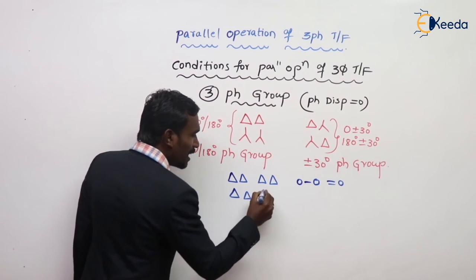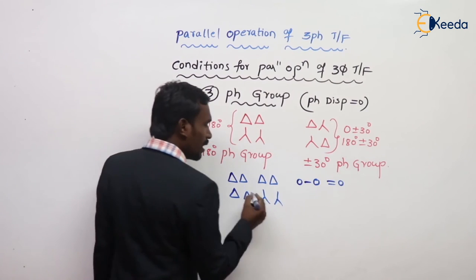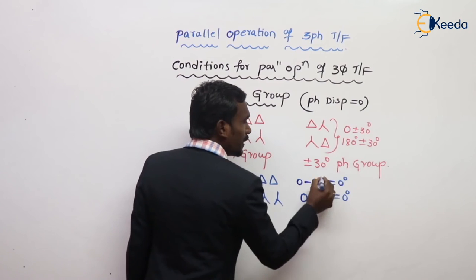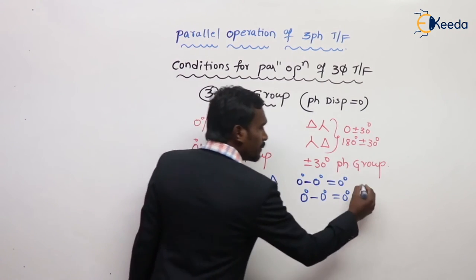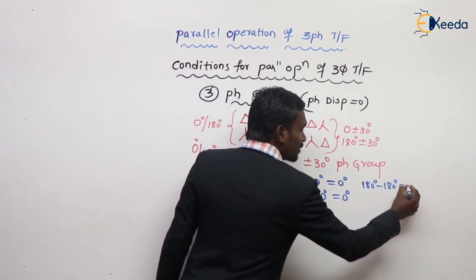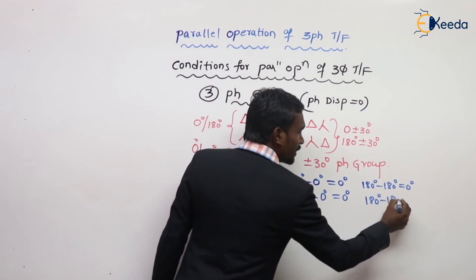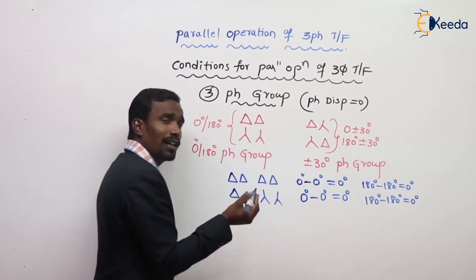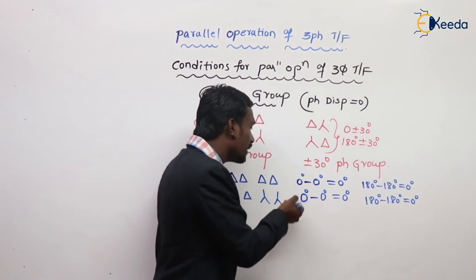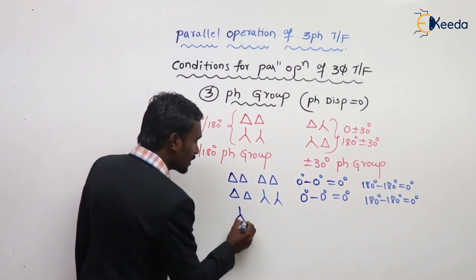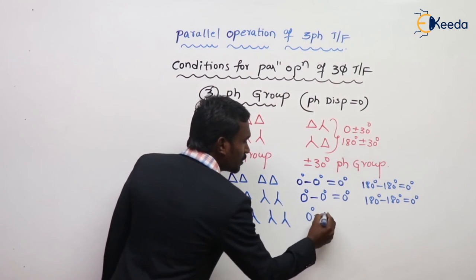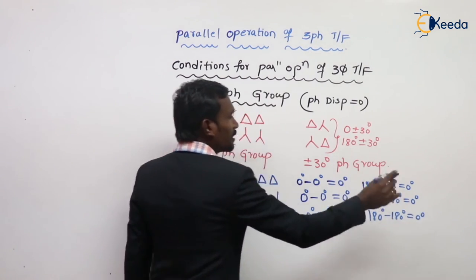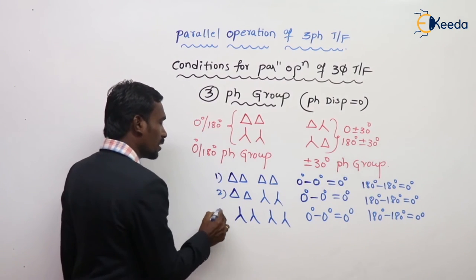And delta delta with star star, this is also possible, because in delta delta 0 degrees only, in star star 0 degrees only, then the phase displacement is 0 degrees. Of course, it may be 180 degrees minus 180 degrees, then again it is 0 degrees. This is possible. And star star with delta delta also possible. And next, star star with star star also possible, because 0 degrees minus 0 degrees is equal to 0 degrees, or 180 degrees minus 180 degrees is equal to 0 degrees. The phase displacement should be 0. These three configurations are possible.